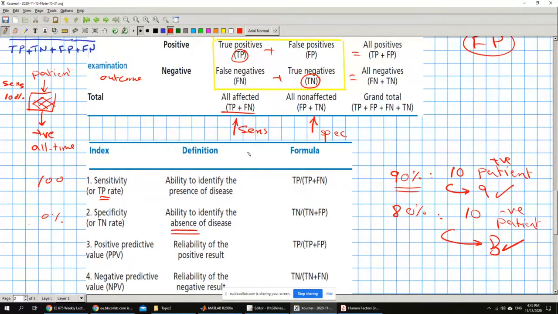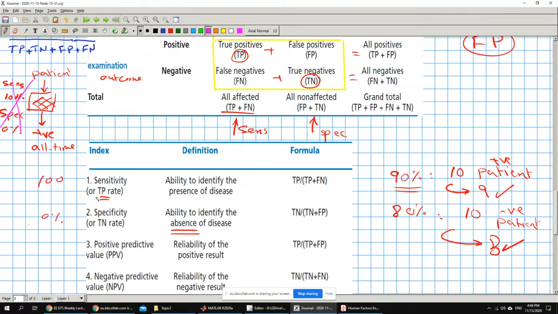But how about the specificity? Actually, all the non-affected cases will also be diagnosed as positive. So the true negatives will be 0, and the specificity will be 0%. This is not acceptable. If you have a system that looks like this, it is not acceptable. You have to have the sensitivity and specificity almost of the same order.